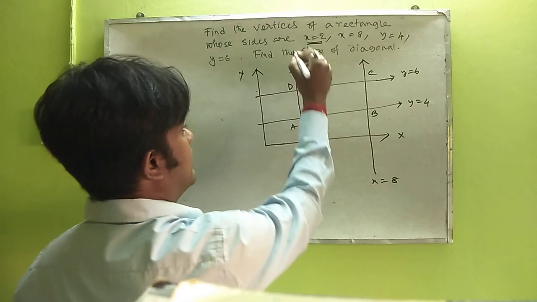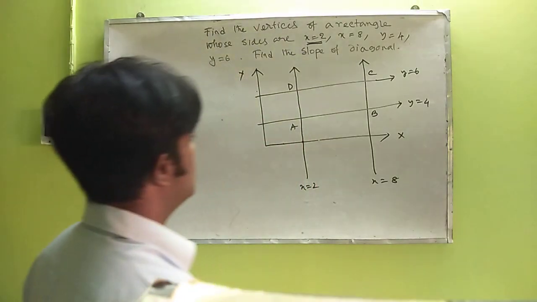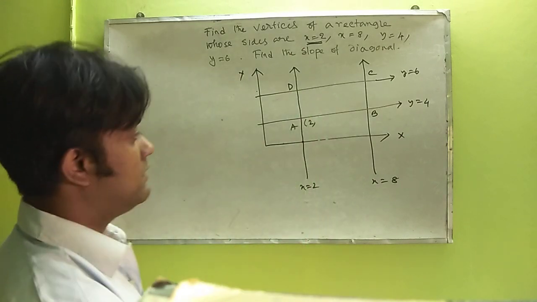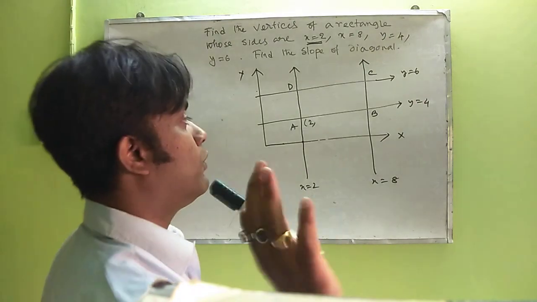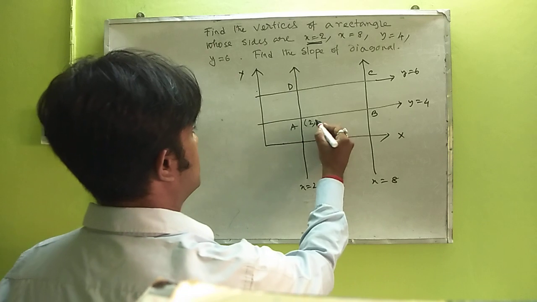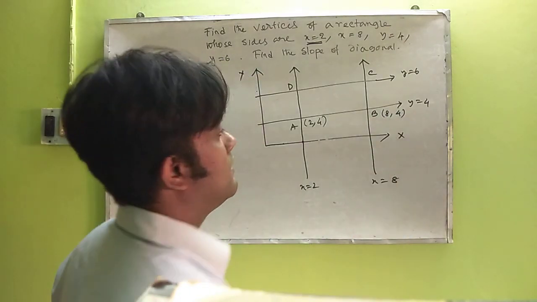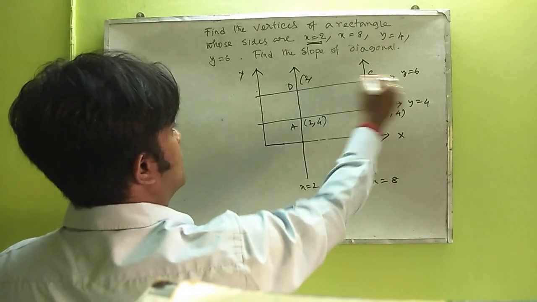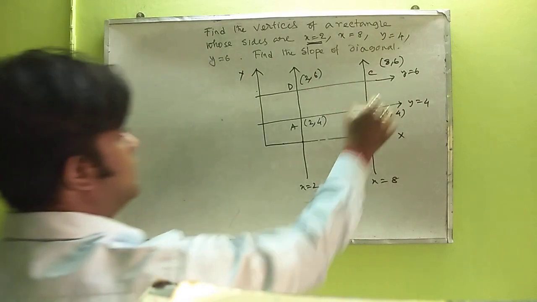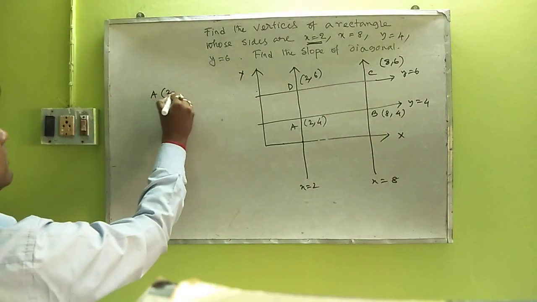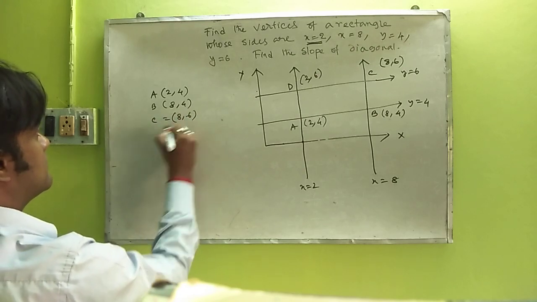Here you see that this is x is equal to 2. That is, on this straight line, the abscissa of every point is 2. So the abscissa of A will be 2. And here we see that this is 4, that is, the ordinate of the points on this straight line is always 4. So this point will be 2, 4. And in similar ways, this point will be 8 and ordinate will be 4. This will be 2, 6 and this is 8, 6. So all the vertices are A 2, 4, B 8, 4, C 8, 6, D 2, 6.